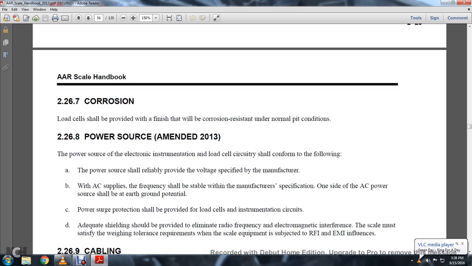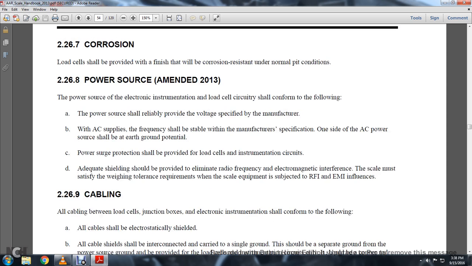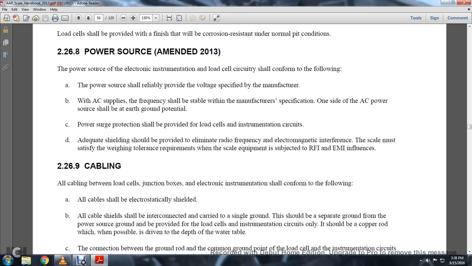226.8, power source. The power source of the electronic instrument and load cell circuitry should conform to the following. The power circuit should be reliable, provided with the voltage specified by the manufacturer. The AC supply frequency should be stable within the manufacturer specification. One side of the AC power of the load cell should be at ground potential for surge protection, provided with the load cell instrument and circuit. Adequate shielding should be provided, limiting radio frequency and electromagnetic interference, so that the scale satisfies the weight tolerance requirements when the scale equipment is subjected to RFI and EMI influences.